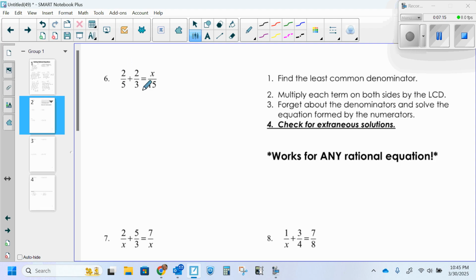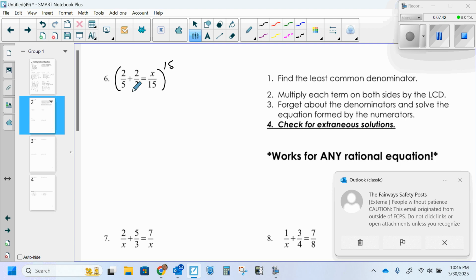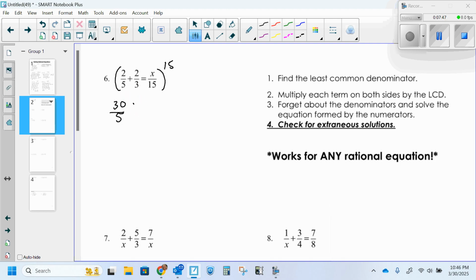Okay, so I see 5, 3, and 15. You have two fractions added up. Now, I think some of you would probably find a common denominator here and then cross multiply. But I want to show you a different method because you have to do the different method when we get to the others. The common denominator is 15. So we would multiply everything through by 15, all the way through. So technically you get 30 over 5 plus 30 over 3 equals 15x over 15.